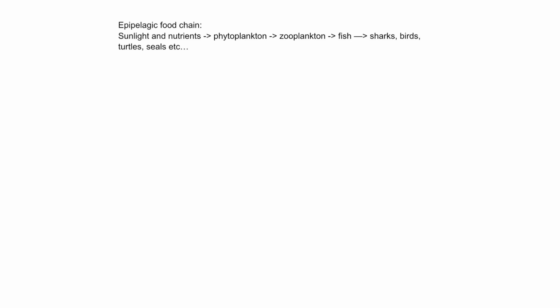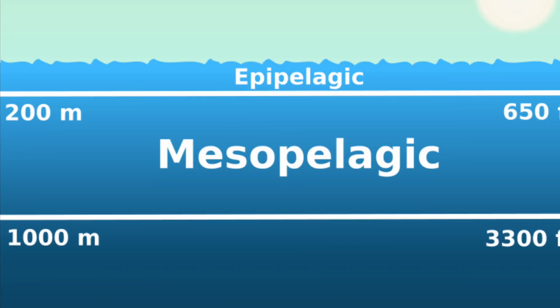The food chain in the epipelagic zone is essentially sunlight and nutrients are consumed by phytoplankton, which are then consumed by zooplankton, which are then consumed by fish, which are then consumed by larger animals like sharks, birds, turtles, seals, etc. In the mesopelagic zone, most creatures actually get their food from the epipelagic zone, but at night. Although some, like seals and sharks, actually go down into the mesopelagic to get their food.